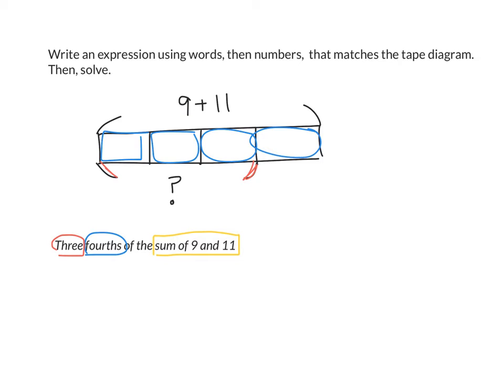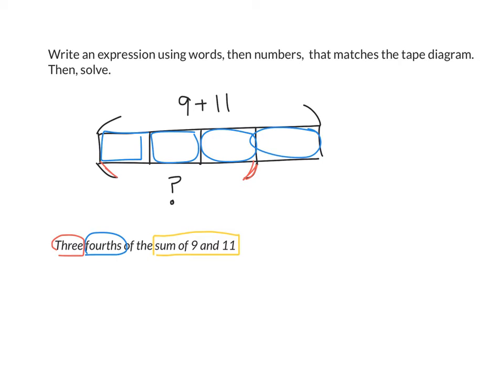3/4. Okay, so in words, I already did this part for you. The tape diagram shows 3/4 of the sum of 9 and 11. How would it be different if instead it said 20? It would be 3/4 of 20. But that's not what it says, okay? So make sure when you're writing your words that it really matches what the tape diagram says. Would the value of the answer change? No. But we just want to make sure that we understand, okay?